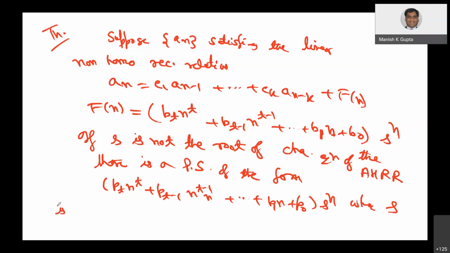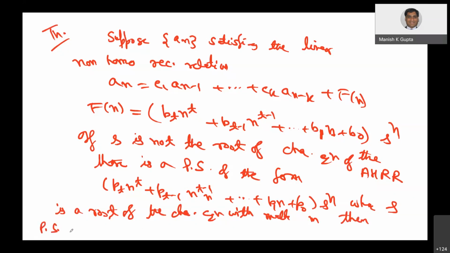If s is a root of the characteristic equation with multiplicity m, then the particular solution is n raised to power m times pt n raised to power t plus pt minus 1 n raised to power t minus 1 plus dot dot dot p1 n plus p0, times s raised to power n.